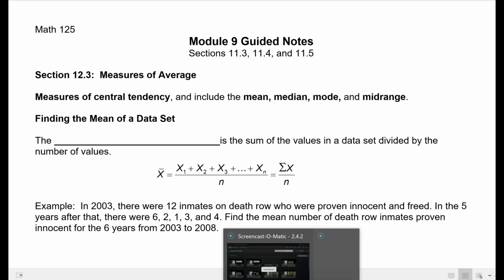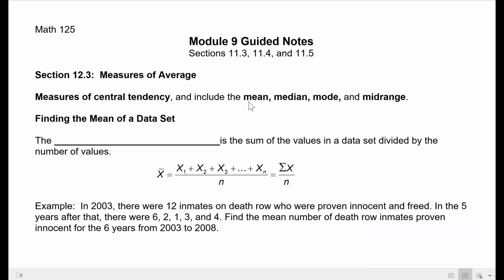And when you hear the word average, a lot of times people assume that the person is talking about mean, because that's probably the most common understanding of what average means. But there are 4 different types of measures of average that we're going to talk about. So mean, median, mode, and mid-range. So let's start by talking about the mean. That's probably the most common measure of average.